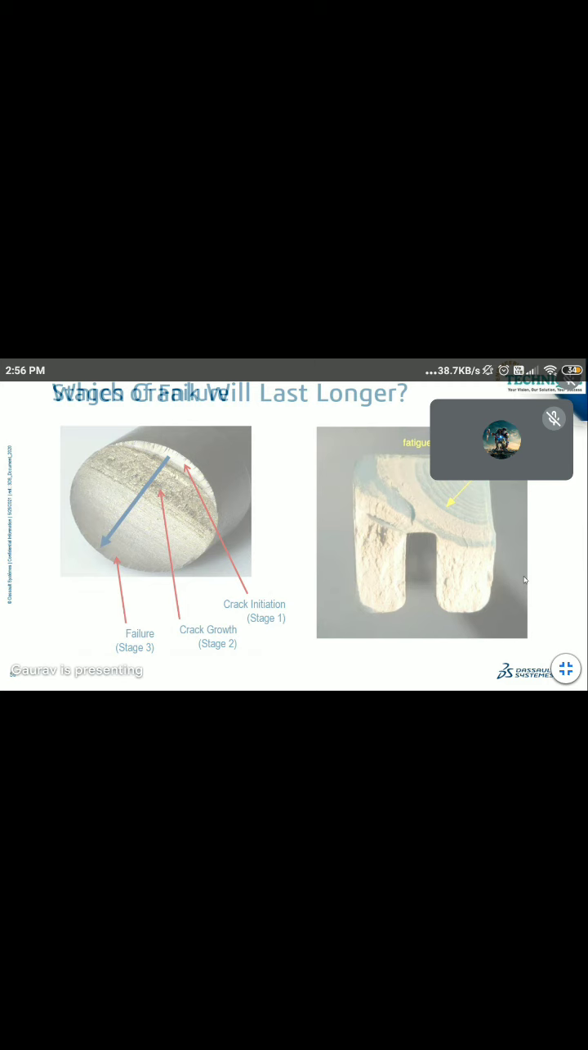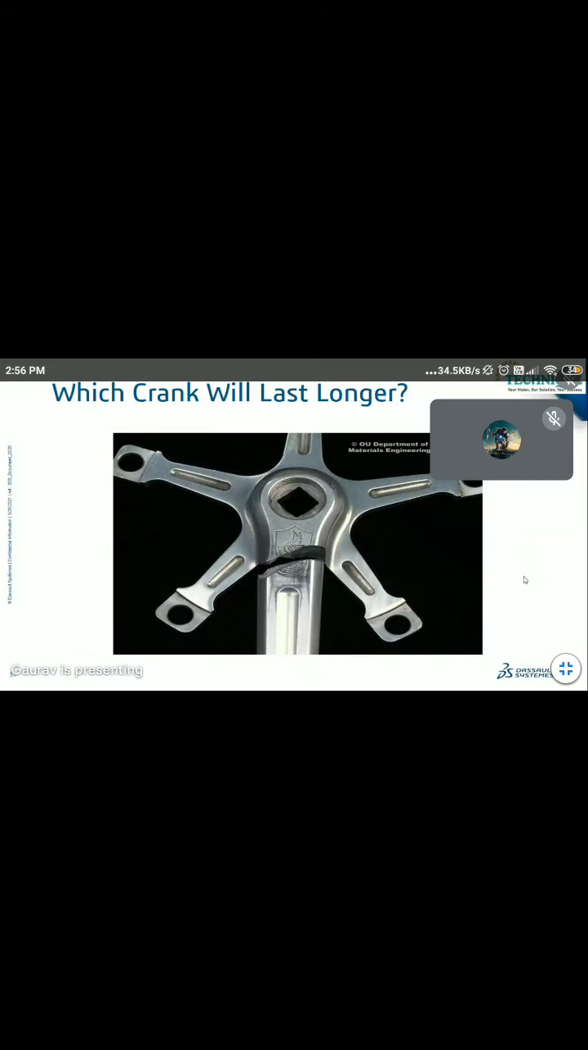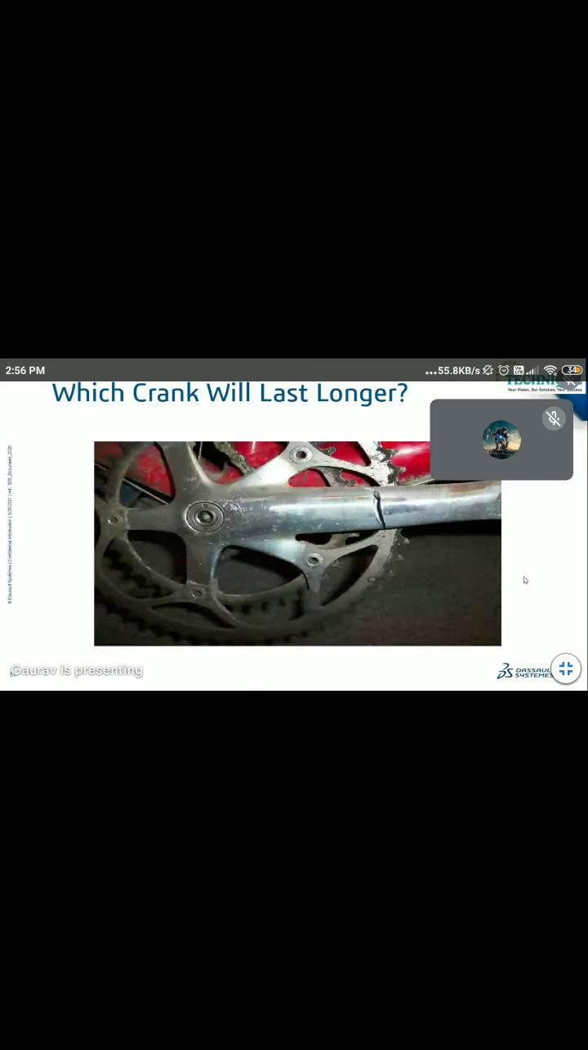So these are the pictures I have taken from the practical testing. Now, one example which I would like to showcase to you today is which crank will last longer, right? So there are various failures of crank. It can fail, but we need to be sure that the crank we design, which is used in our regular bicycles, should last for 10 years, 20 years, or how many years, correct? So how is that decided?